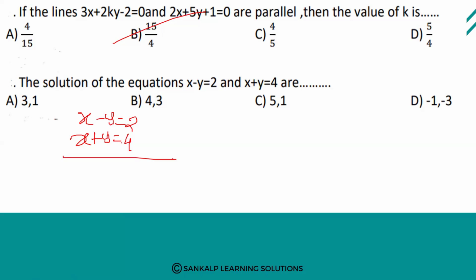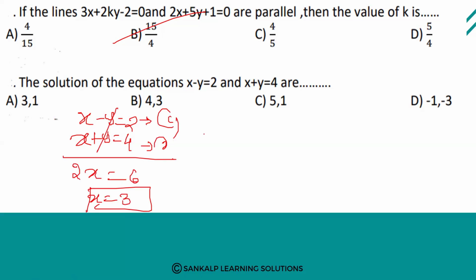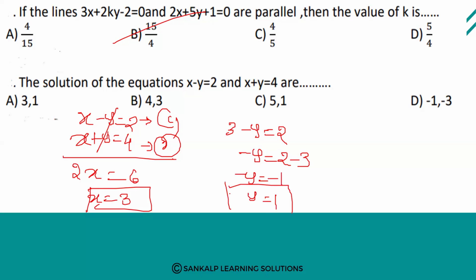So for that, what I will do, I will use the elimination method. Why? Because here minus y and plus y is there. Therefore, these two will get cancelled. 2x is equal to 6. So x is equal to 3. So substitute the value of x in equation number 1. This is equation number 1 and this is equation number 2. So 3 minus y is equal to 2. Now minus y is equal to 2 minus 3. So minus y is equal to minus 1. Right? So y is equal to 1.